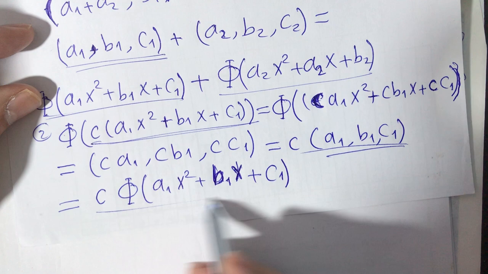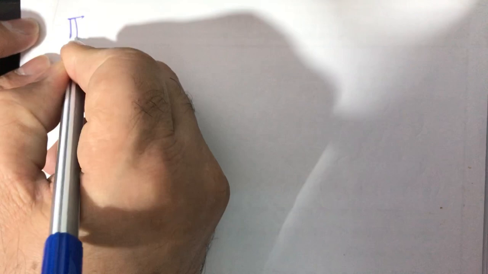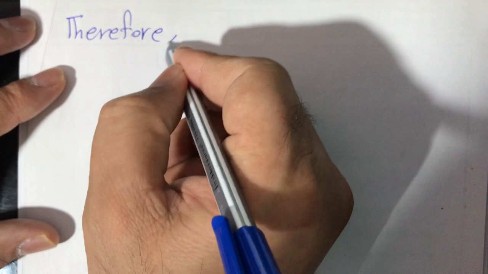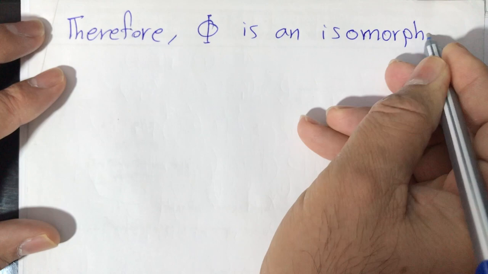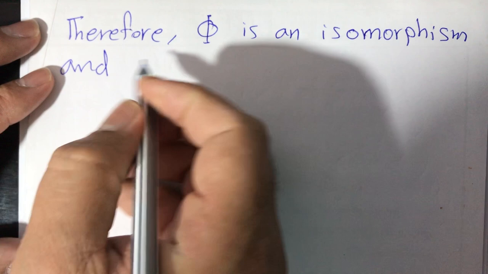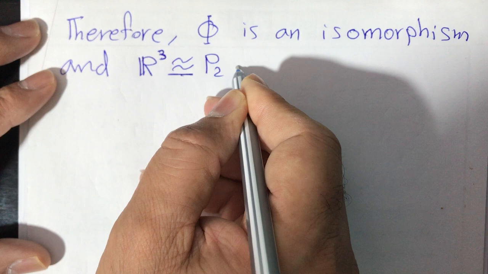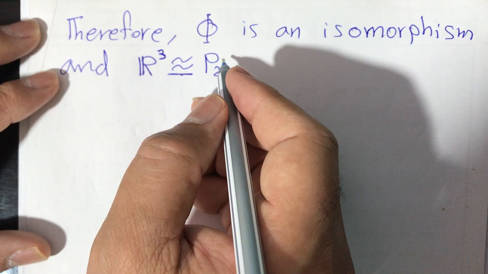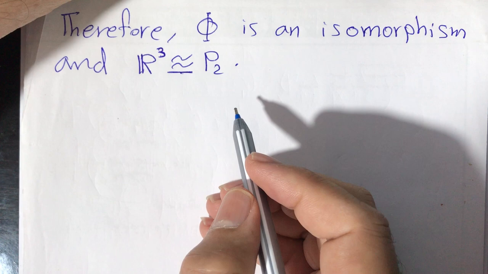This is the definition of linear transformation. This is page number 7. Therefore, phi is an isomorphism, and R3 is isomorphic with P2. This is the last example.